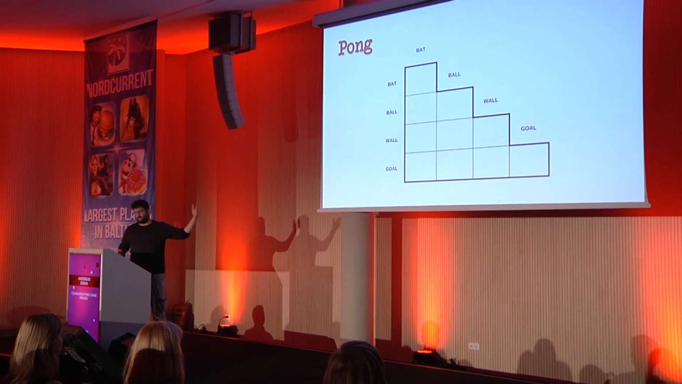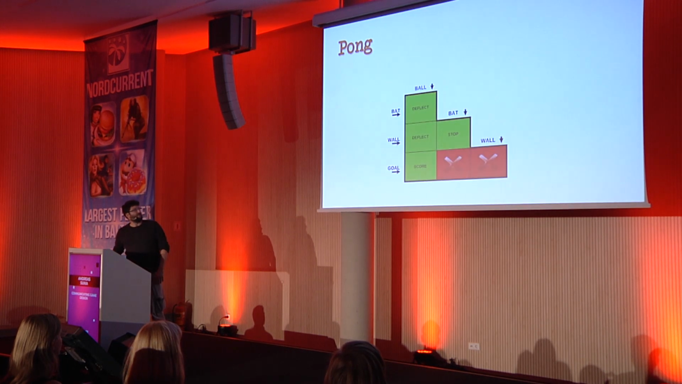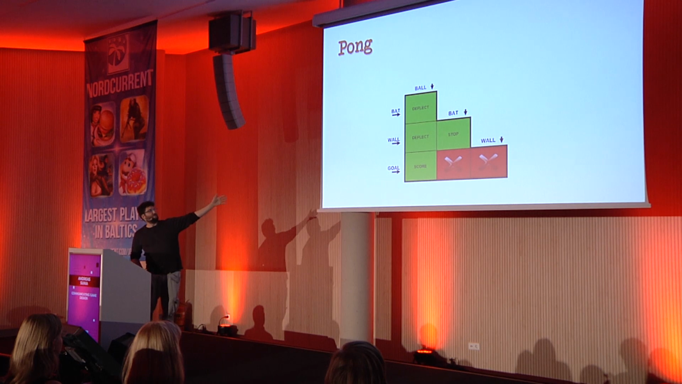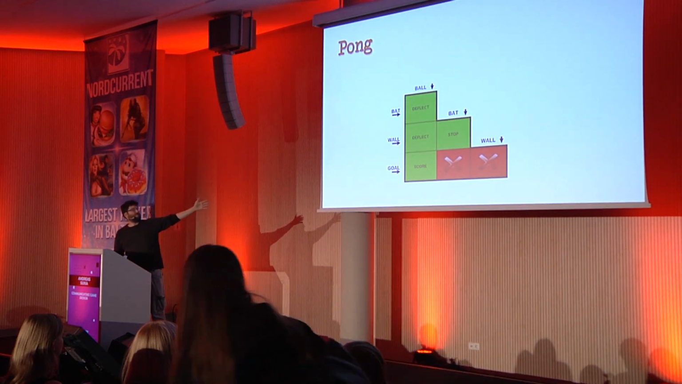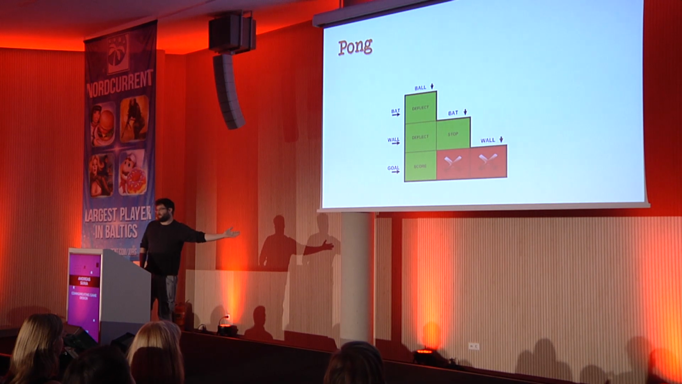So we have bat, ball, wall, and goal. So when I fill it out, the ball is deflected by the bat, the ball is deflected by the wall, the wall is stopping the bat, and when the ball hits the goal, it scores. So that's the whole documentation for Pong.